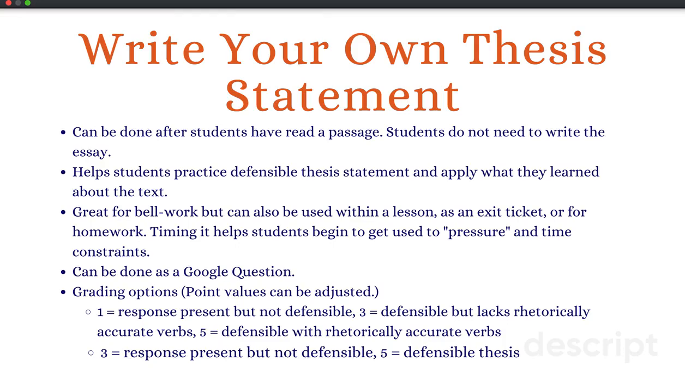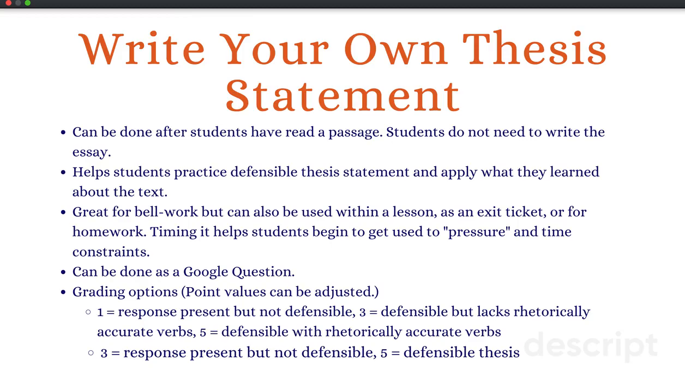So this is really simple. Usually I would have this be a 5-pointer if they're just writing their own thesis statement. If they're doing an explanation, I might change it to a 10-point assignment. It really just depends. But I included a couple options for you here if you wanted to know how you could possibly score it. So let's say you want to do 5 points and they're just writing their own thesis statement. You could have 1 point for a response that's present but not defensible. So you're at least giving them credit for attempting it.